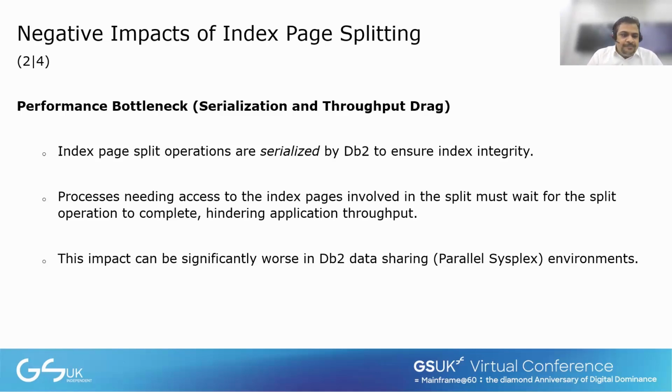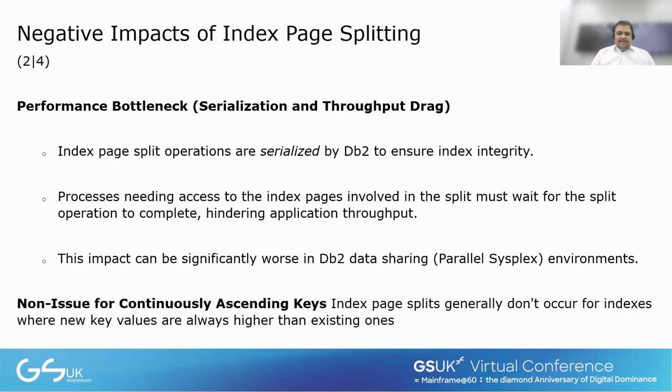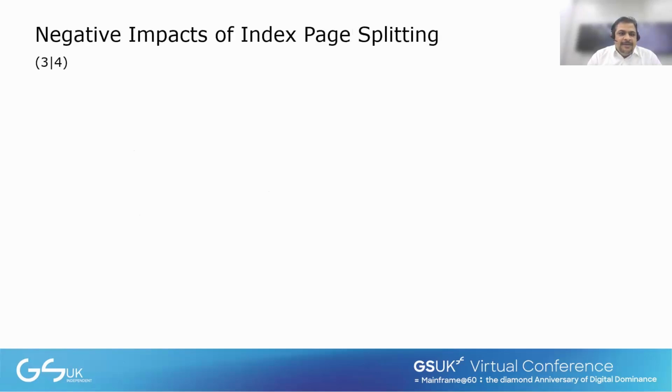But there is a catch: index page splits generally don't occur for indexes where the new values are higher than the existing values, for example timestamps. It doesn't mean that it will not happen, but generally it doesn't happen for those types of keys.